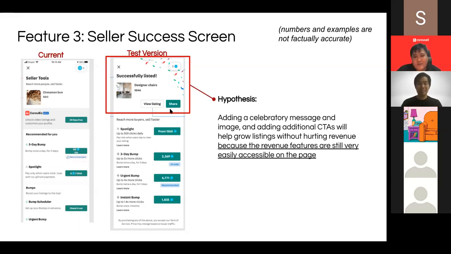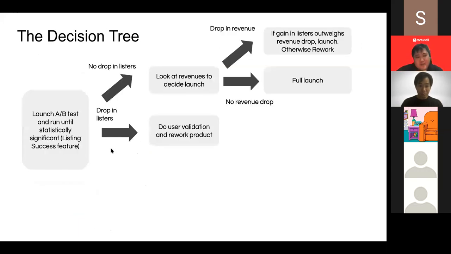The hypothesis here was that all these things will help grow listings, grow selling behavior without hurting revenue, right? And the reason they said is that the revenue features are still very easily accessible and very high up. If you look at it, not that far different across the two. Again, launched the A/B test. Okay, this was the actual decision tree.